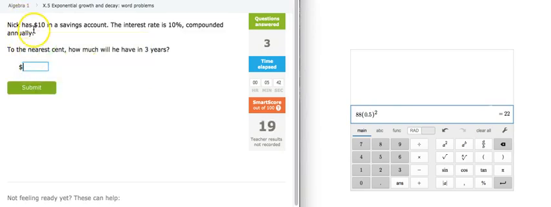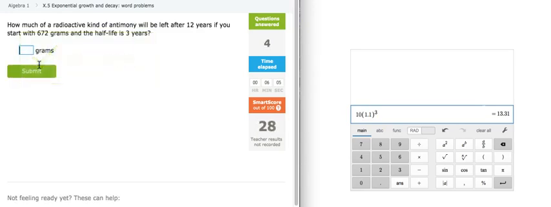Here we go. Okay, Nick, we're back to Nick. Interest rate, here we go. How much will he have in 3 years? Okay, this is all the money. How much, all of the money, will he have? So 10% again is going to be 1.1. And they're just 3 years. 3 years seems to be their magic year number. To the nearest cent, how much will he have? So the entire money. 1331, not 1313.